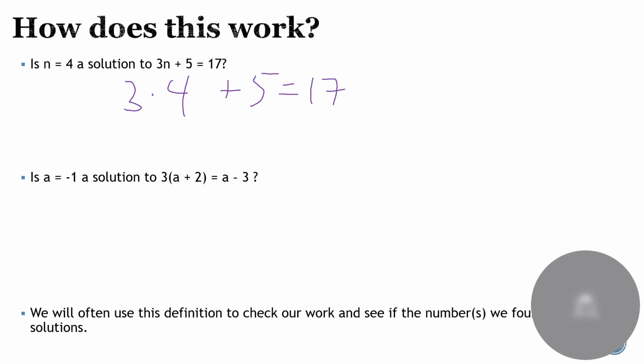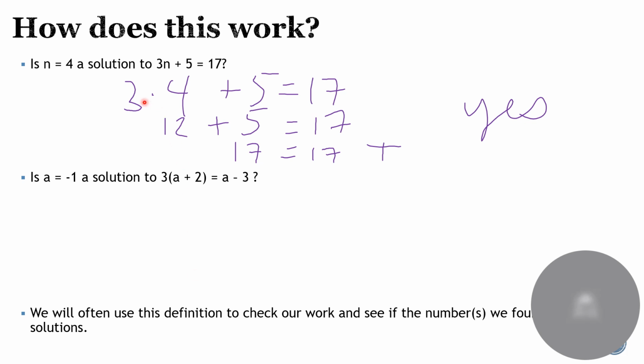So multiplication would come before adding. So we do 3 times 4 is 12. And then 12 plus 5 is 17. And so we get a true statement. And so my answer would be yes. Now, before we move on from this, I want you to notice a couple things about how the work is structured.